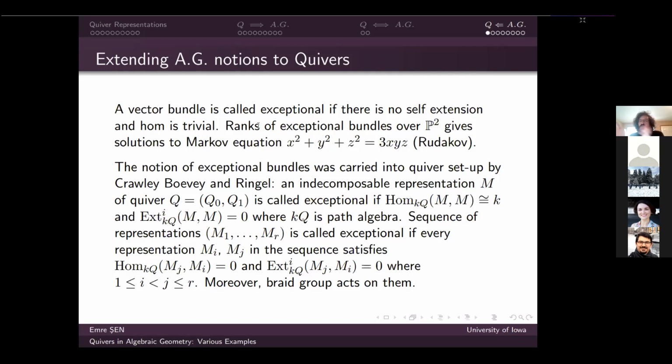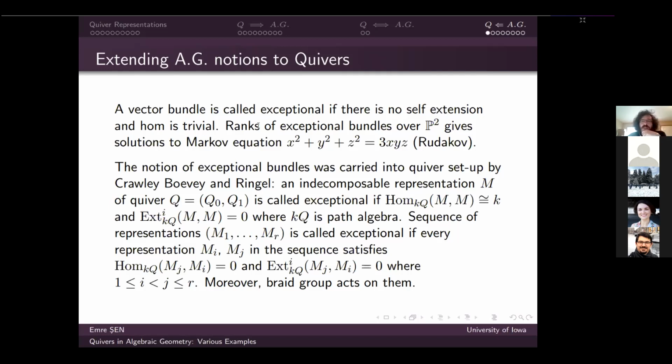And it turns out that one can carry this, and this is done by Crawley-Boevey and later Ringel, and one can consider these exceptional sequences, and then there is a braid group action on them, right? So we just have a purely geometric notion, and we carry that thing into the quiver setup, and it will lead to a nice mathematics again. And later at the end, I can mention why this exceptional collection appears in algebraic geometry, because somehow they generate the derived categories. So then they will deserve a special name. They will be strong exceptional collections.